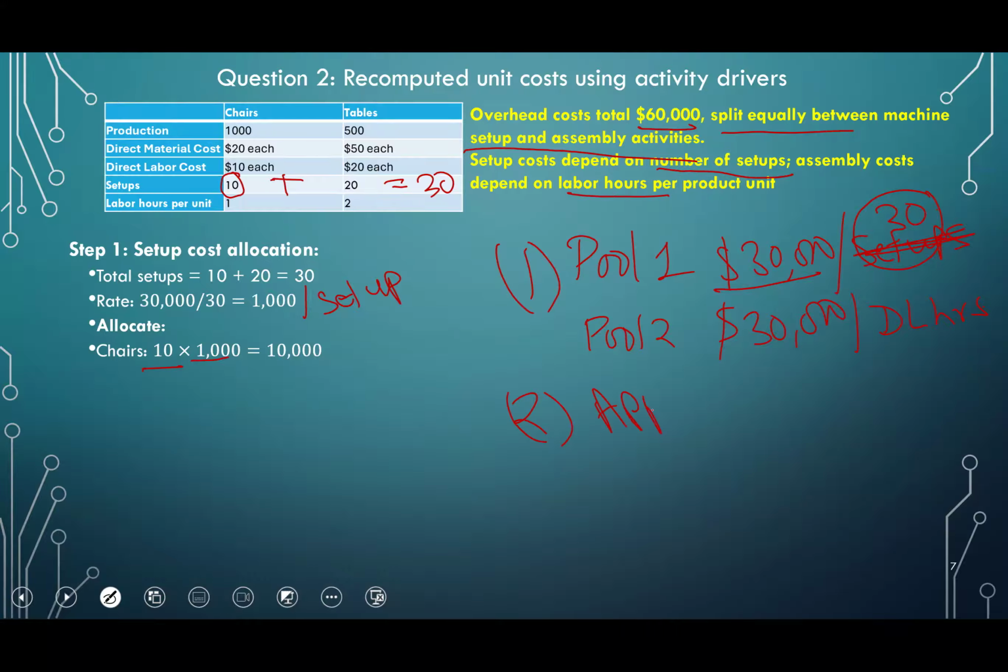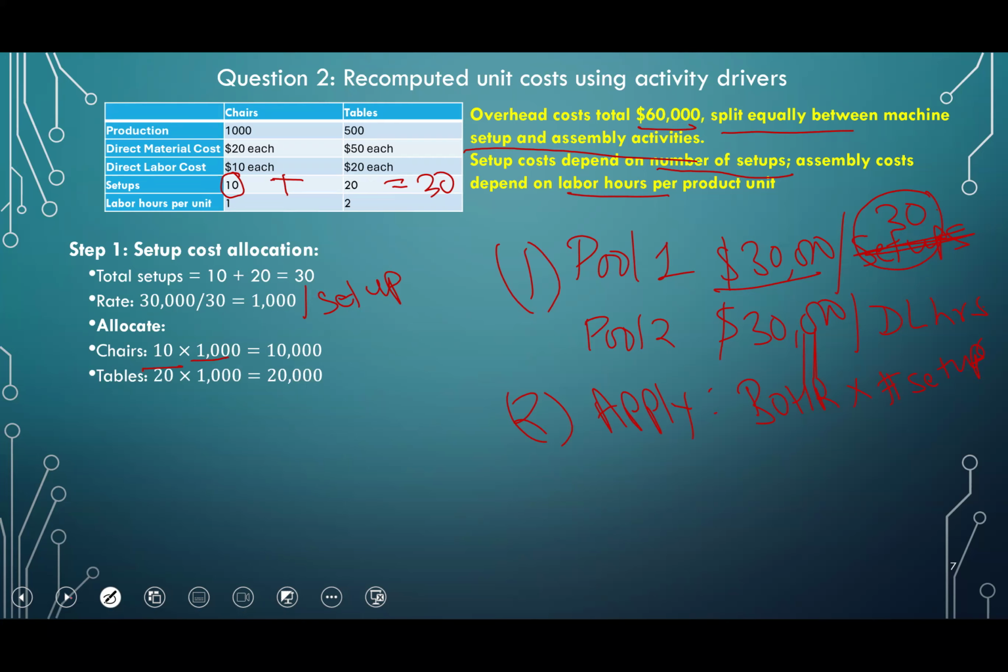How do I apply the overhead? The method remains the same. Budgeted overhead rate multiplied by, in this case, number of setups. Okay. So $10,000 are now assigned to the chairs.